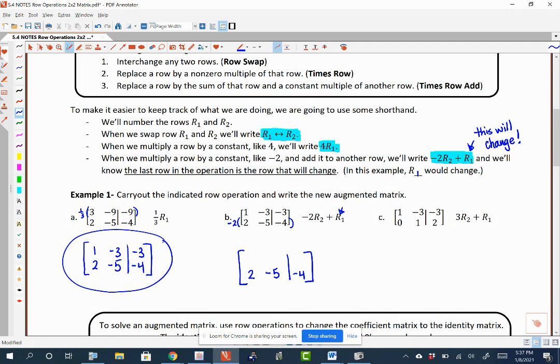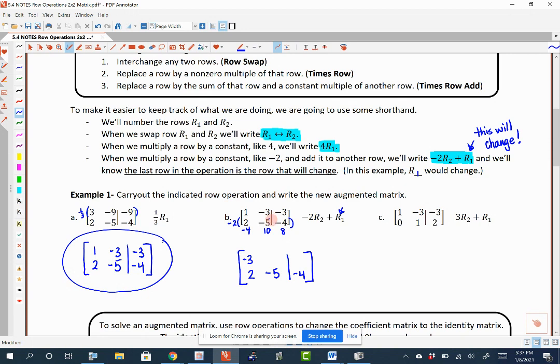So let's multiply first. -2 times 2, so that would be -4. -2 times 5, so that's -10. And -2 times -4 is 8. So I'm going to use those new values and add them to the numbers that are in row 1. So -4 plus 1 is -3, and I'm going to put that in my first spot.